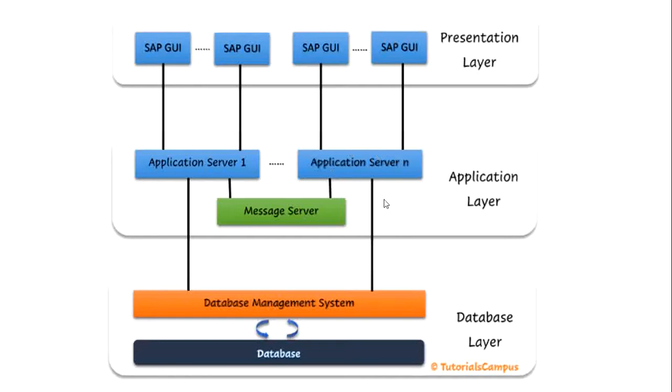Now it also contains one more component, which is your message server. Okay, the message server contains the information about the application groups and the load balancing information. It is responsible for the communication between the existing application servers. For example, if application server 1 wants to communicate with application server 2, it will make use of the message server to do so. Okay, without this component this architecture is useless. It plays a very important role in this architecture.